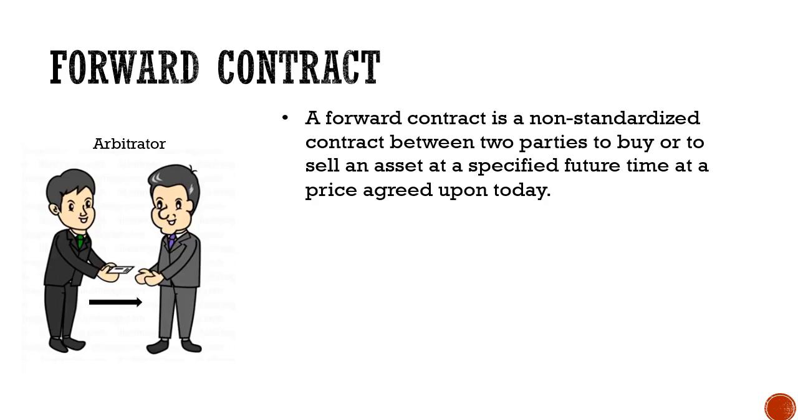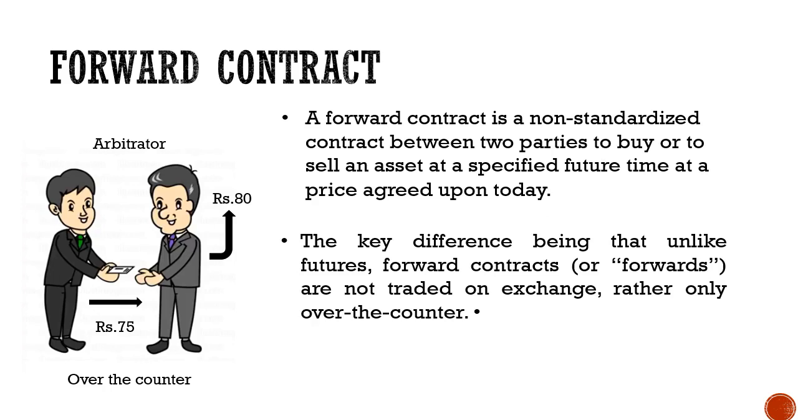Let's say, in the example, the first person sells an underlying asset costing 75 to a second person, whereby the second person will sell it to someone else at rupees 80. So this forward contract basically is done between the arbitrators. The only difference is that it is done over the counter. So a forward contract is a non-standardized contract. It is not traded on a stock exchange, but is traded over the counter. Rest all the features remain similar to the future contract. The key difference being that unlike futures, forward contracts are not traded on an exchange. Rather, they are only traded over the counter. So that's the only difference between the future contract and the forward contract.